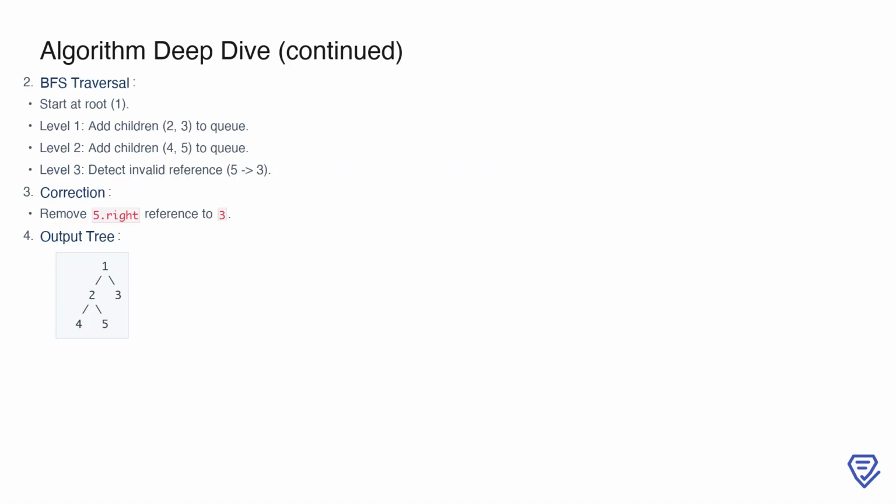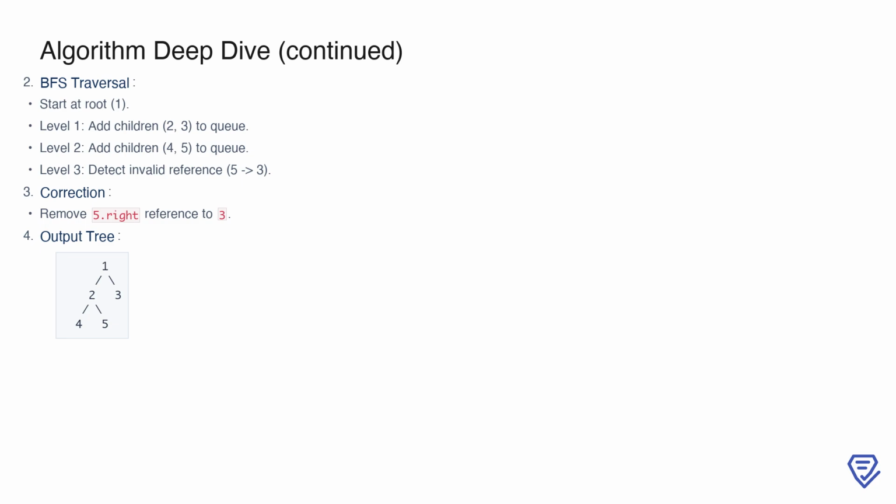Let's walk through an example to solidify our understanding. Consider the following input tree. The root node is 1, which has 2 children, 2 and 3. Node 2 has 2 children, 4 and 5. However, node 5 has an invalid right child pointing to node 3, which is not a descendant of node 5.